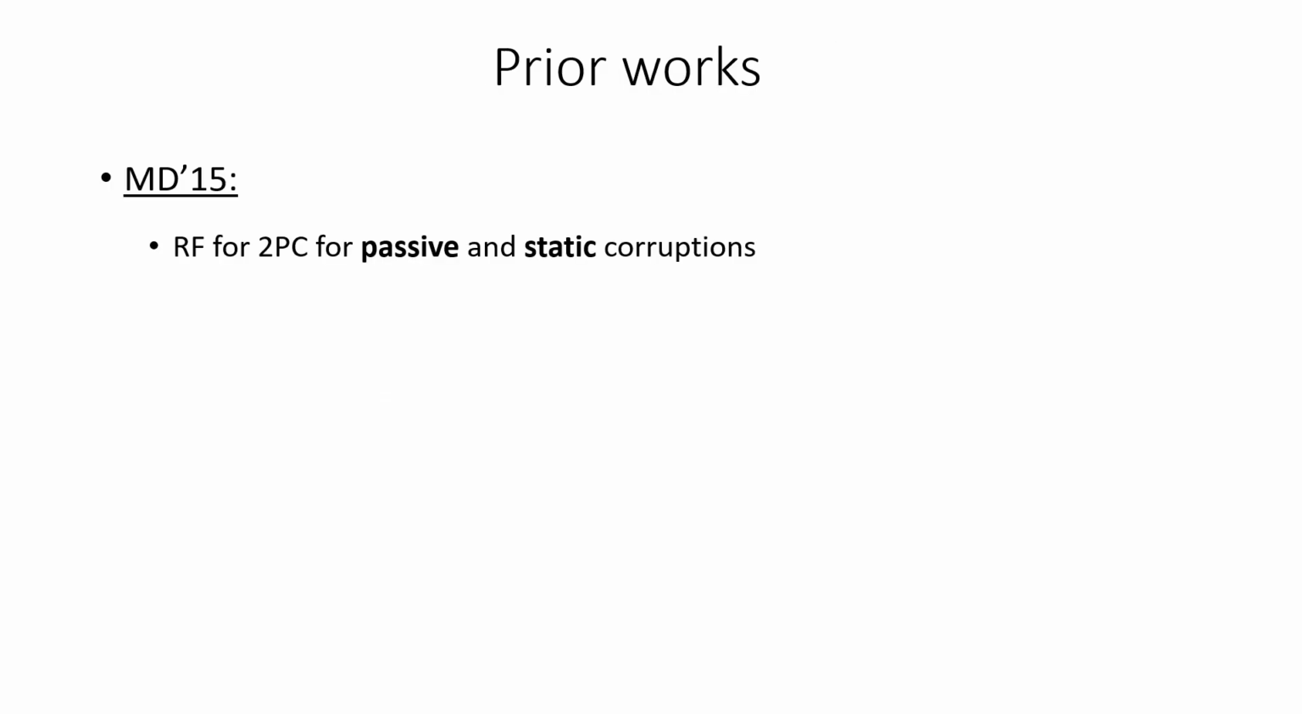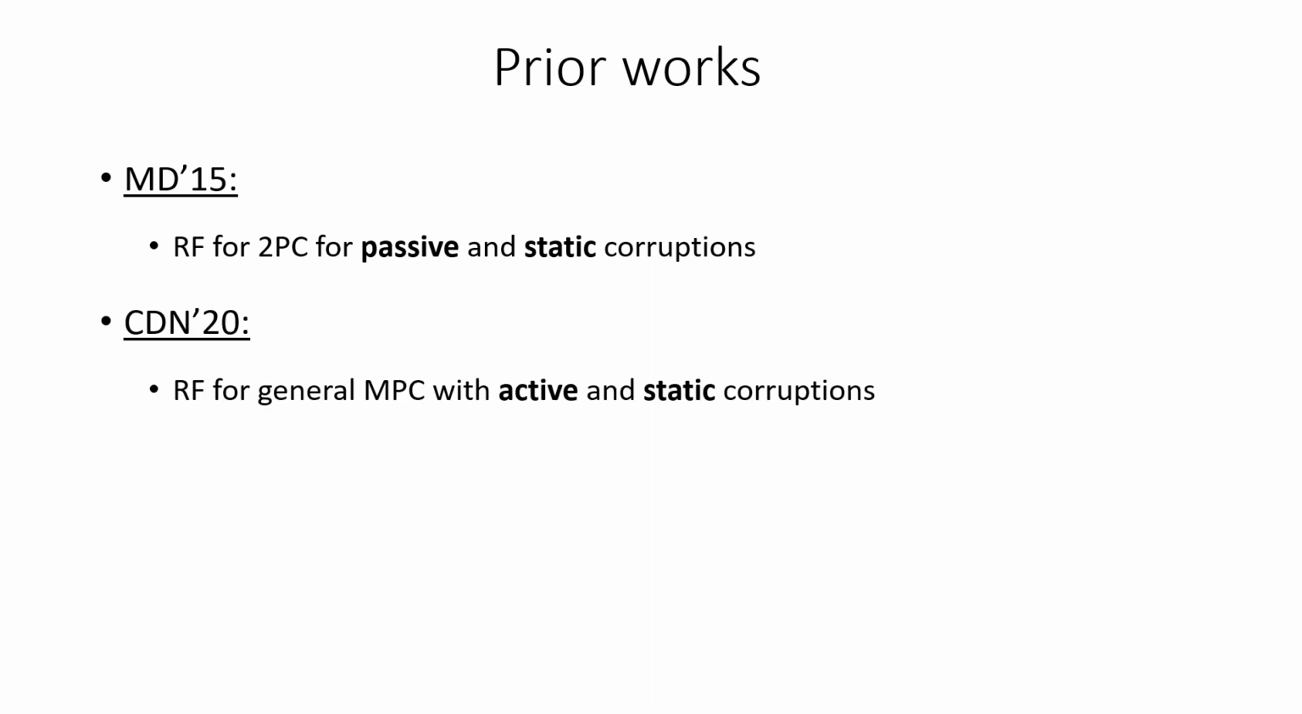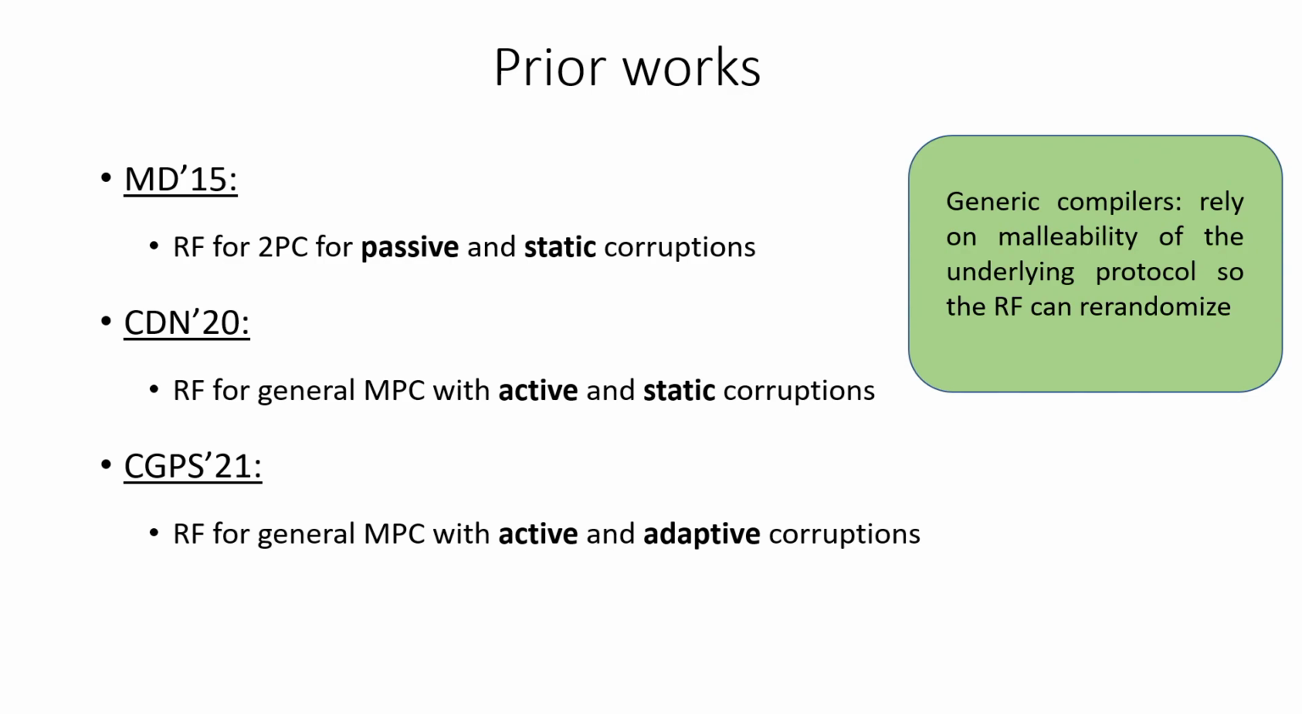Some prior related work: the first work by Mironov and Stephens-Davidowitz proposed the definition of a reverse firewall, and in addition, they also gave constructions for a 2-party secure computation protocol in the presence of passive adversaries. The feasibility of multi-party computation in the presence of tampered machines was shown by the work of CDN20, where they construct a reverse firewall for general MPC in the presence of active corruptions. And more recently, the work of CGPS in 21 constructed a reverse firewall for general MPC in the presence of adaptive corruptions.